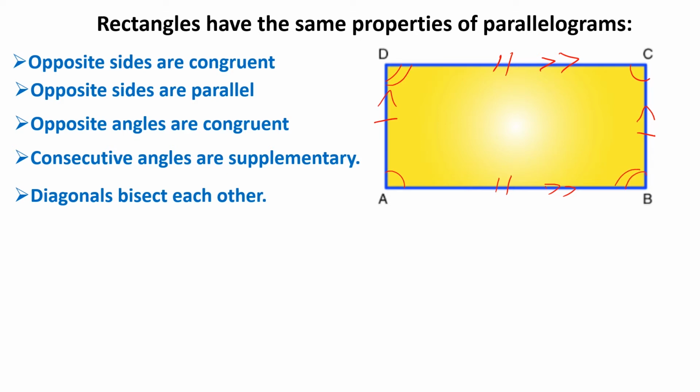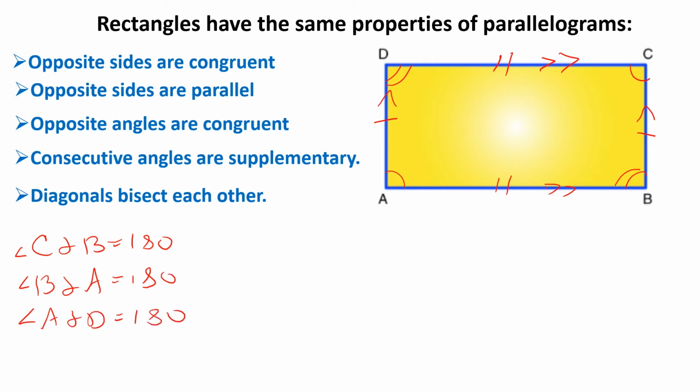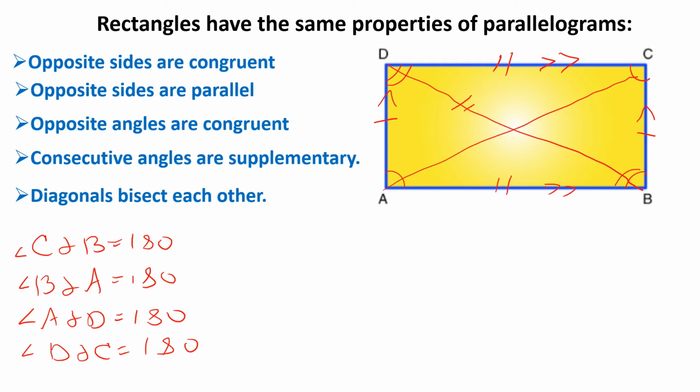Consecutive angles are supplementary, meaning they equal 180. So angles C and B equal 180. These are angles B and A, and D, 180, and D and C. So they're supplementary, so they equal 180, and diagonals bisect each other, so they cut each other in half equally. So these 2 segments will be congruent as well as these 2.